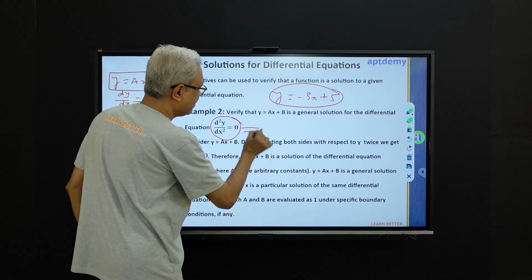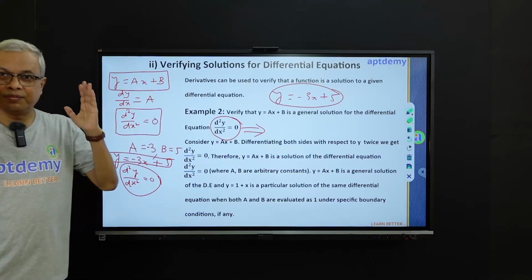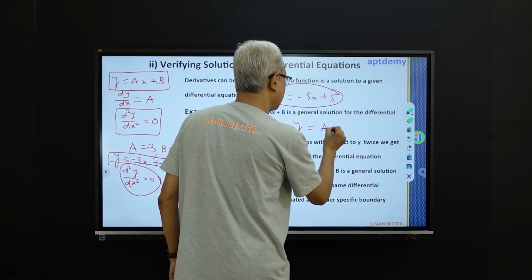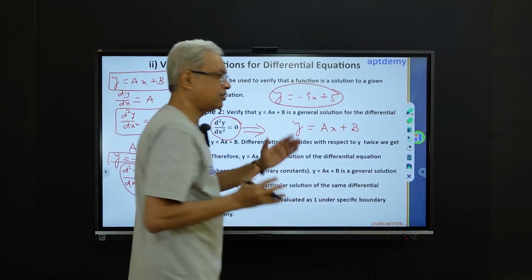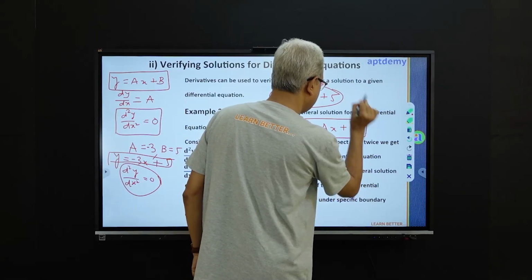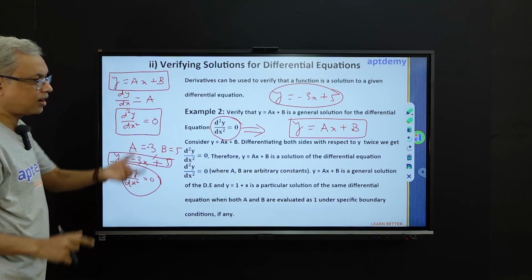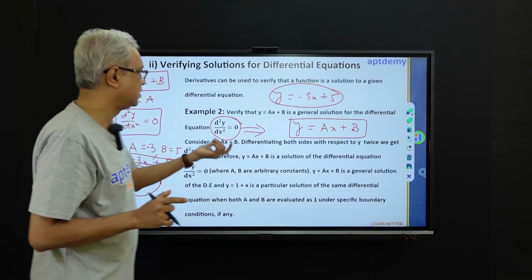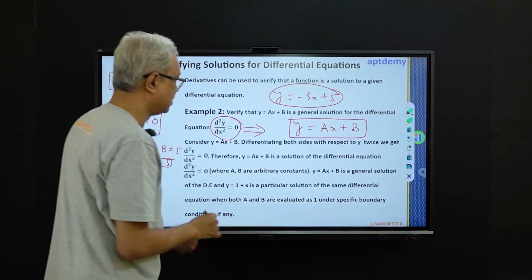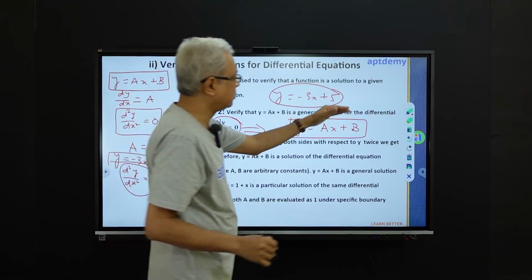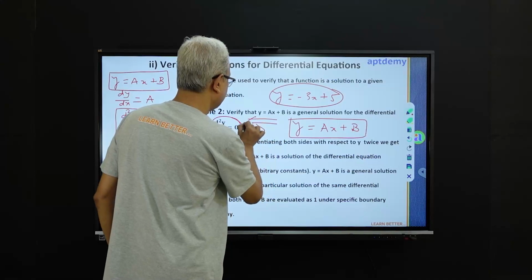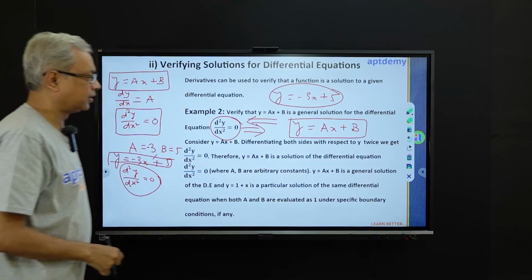So this equation represents the set of all straight lines, y equal to ax plus b. Y equal to ax plus b represents the equation of an arbitrary straight line in the xy plane. Any straight line, their equation will look like this. The algebraic equation for the straight lines may look like this, but the differential equation looks like this.